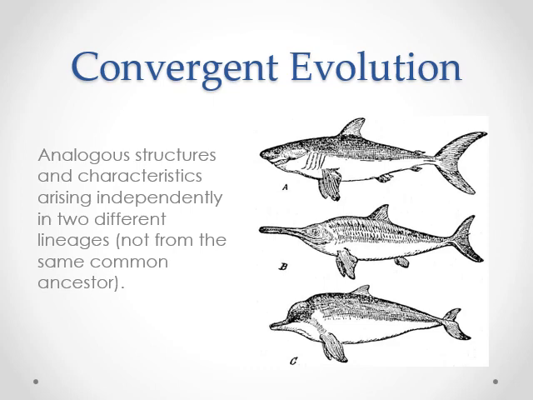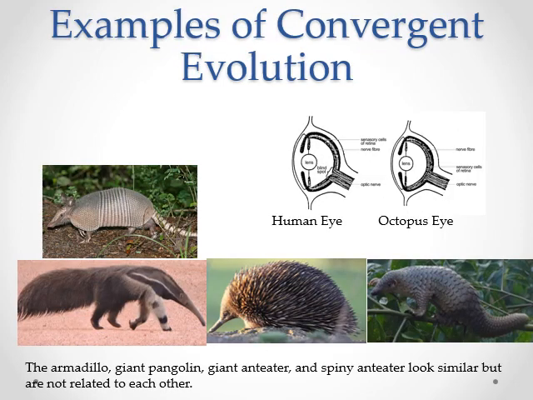So that's convergence. We see it with organisms that swim. We see it with organisms that fly. Turns out the best way to fly is to have wings. Sorry, I just imagine millions of years in the future, a squid being able to fly with jet propulsion. But the falcon, the bat, the pteranodon, they all have wings, but different ways that the wings evolved. The armadillo, the giant pangolin, the giant anteater, the spiny anteater, they all look similar.